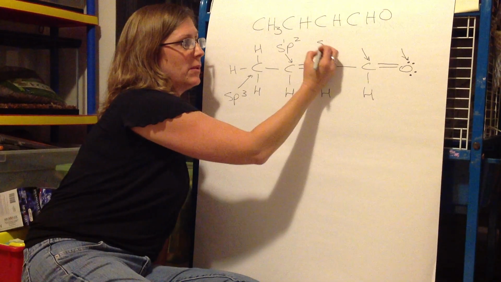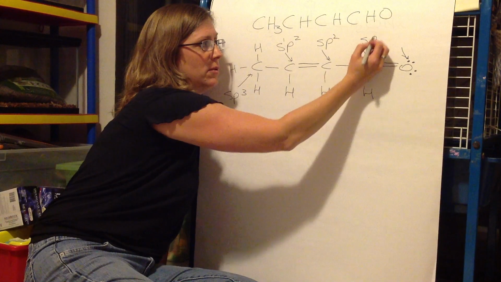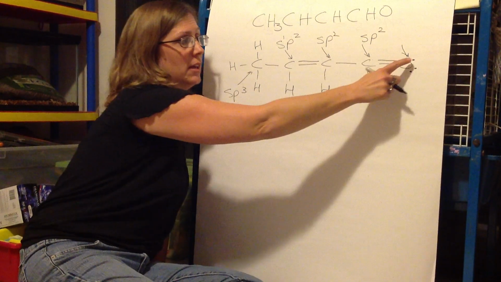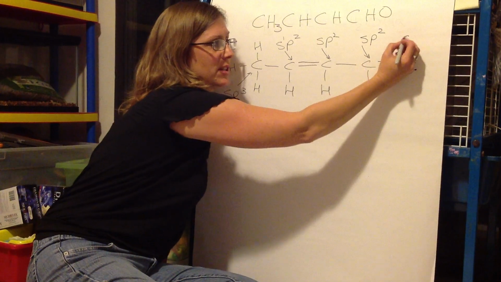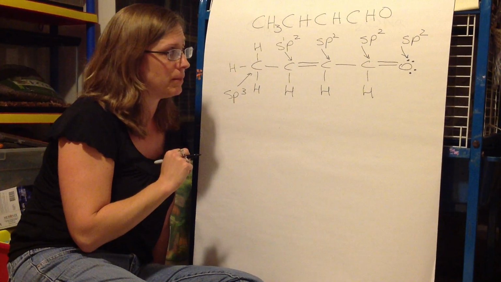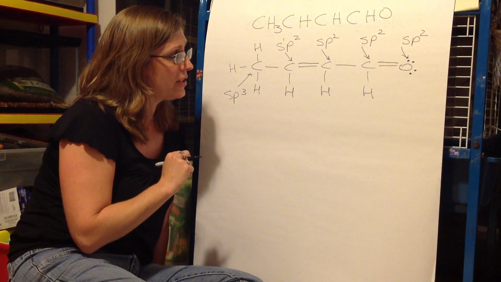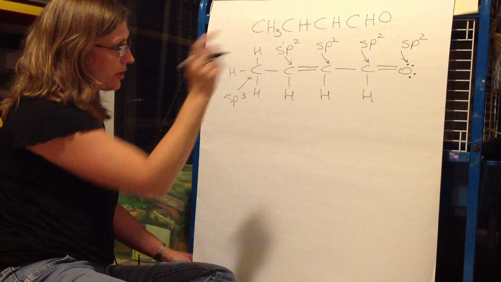This carbon has 3 regions, so it's sp2. This carbon, sp2. And the oxygen has 2 lone pairs and a double bond. We'll count all those as separate regions, so it's also sp2. We have a lot of sp2 atoms here. Okay, so we can start anywhere we want. Let's just go left to right again.